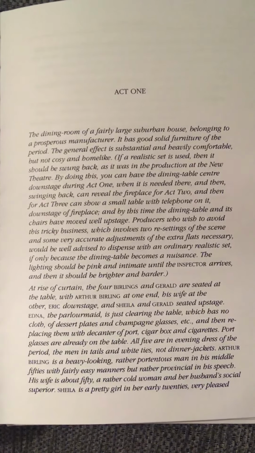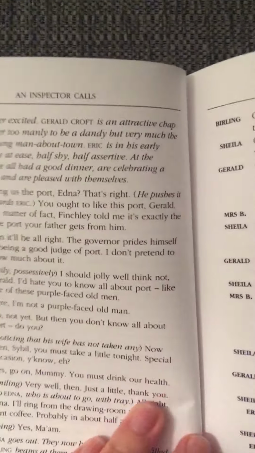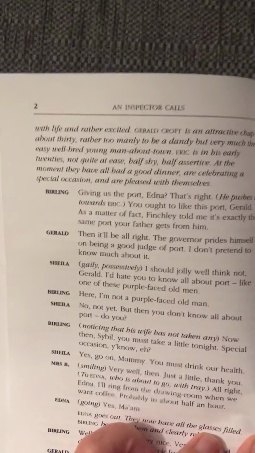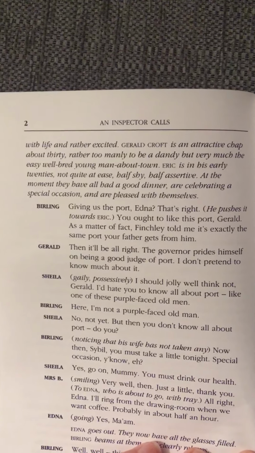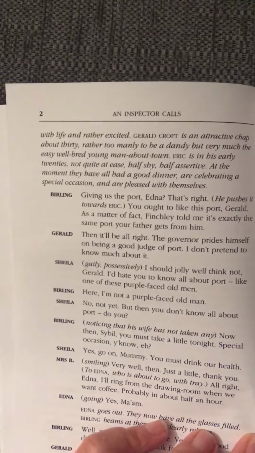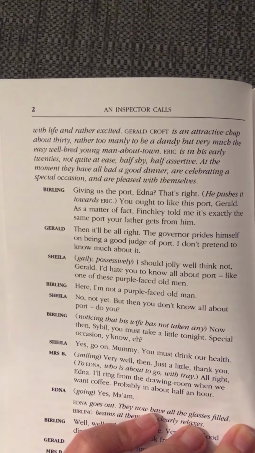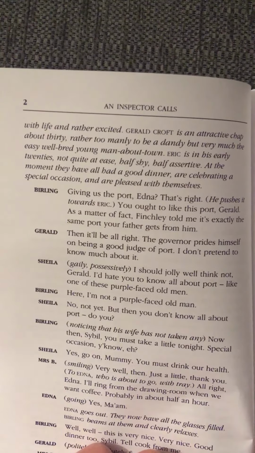Sheila is a pretty girl in her early 20s. She is very pleased with life and rather excited. So she's presented to be kind of naive, but also we use the word coddled. You know, she's been protected by her parents. She's lived in this perfect little bubble, and she's got no idea about the struggles of the working class. She's got no idea about the problems in society.